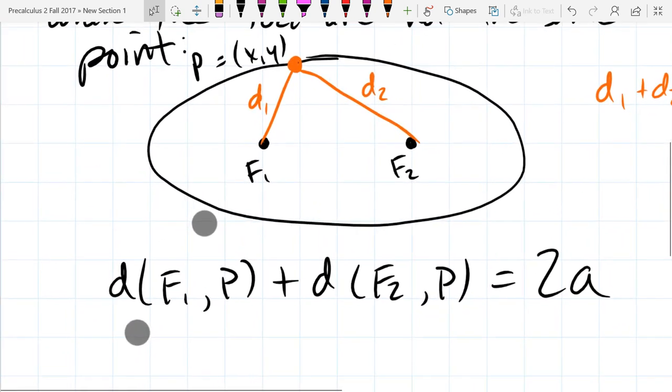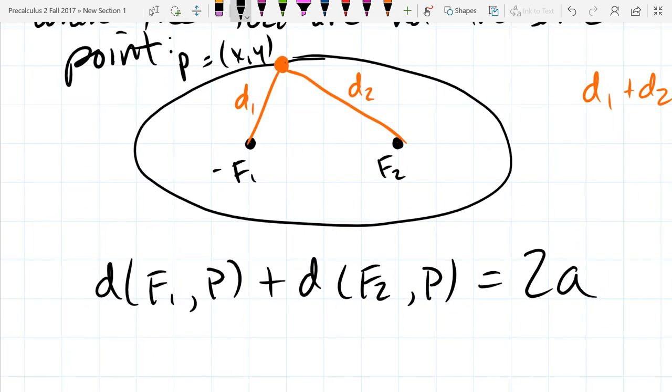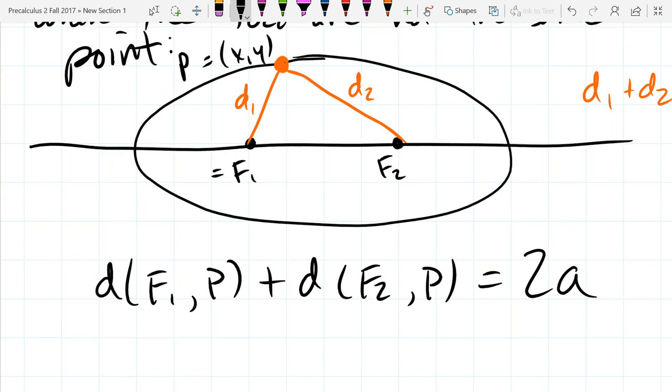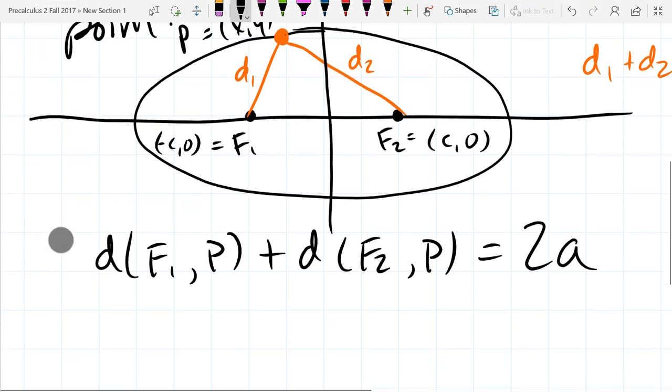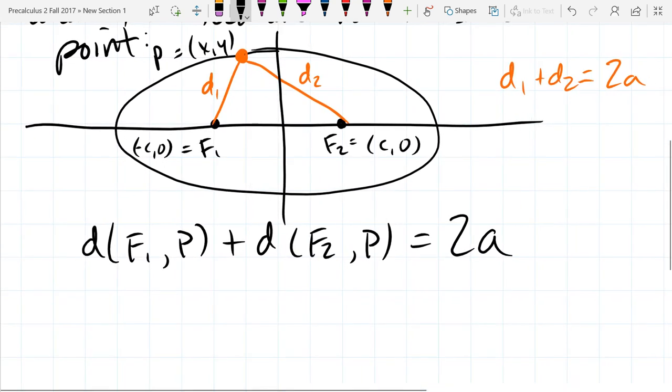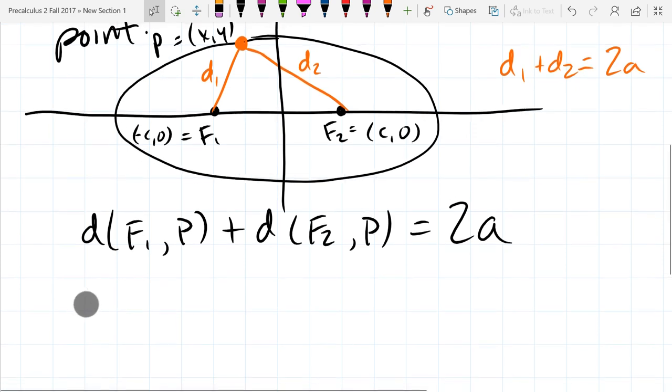So let's take an easy case where the foci are on the x-axis. So let's pretend that these are right on the x-axis and we're centered on the y-axis. So one foci will be (c, 0), the other one will be (negative c, 0). The math gets a lot uglier if your foci are not on the x-axis or on the y-axis. If they're just two points not on an axis, then the algebra is a lot uglier.